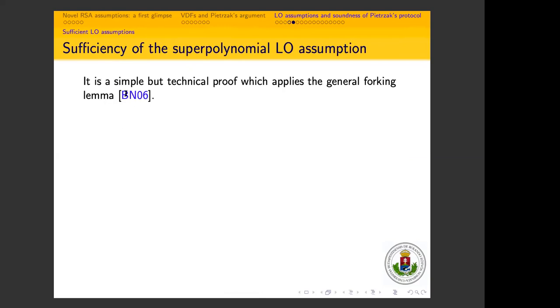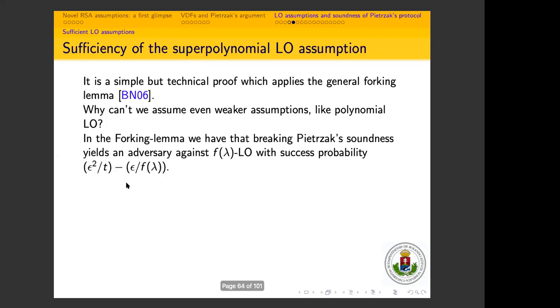With the forking lemma. Basically, we do almost exactly the same technical proof as was done by Boneh et al. in the survey paper, with a little bit of tweaking. And we cannot prove sufficiency with the forking lemma for polynomial order assumptions, because at the end of the forking lemma we will have a quantity like this: epsilon squared divided by t minus epsilon divided by f lambda.